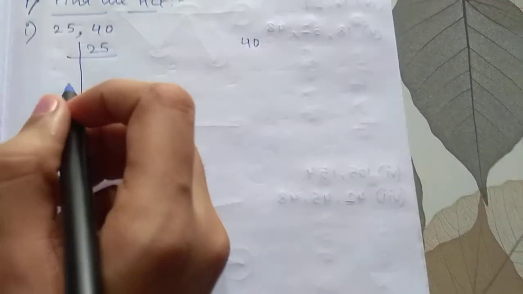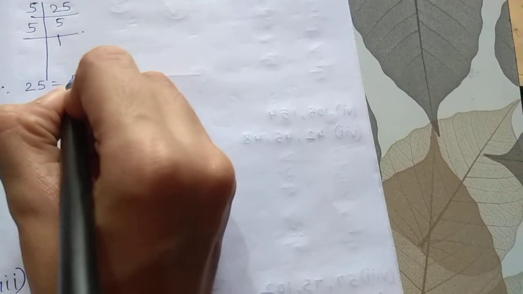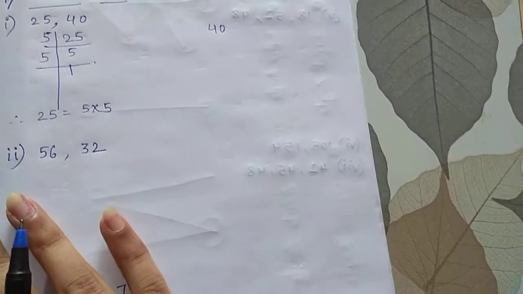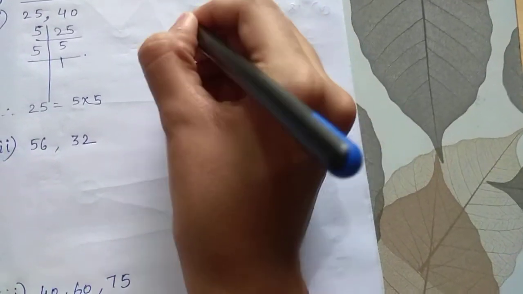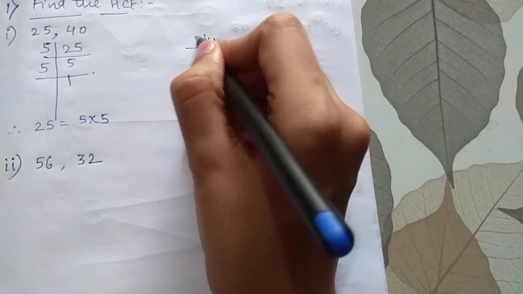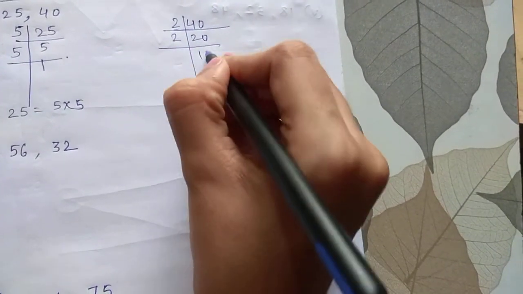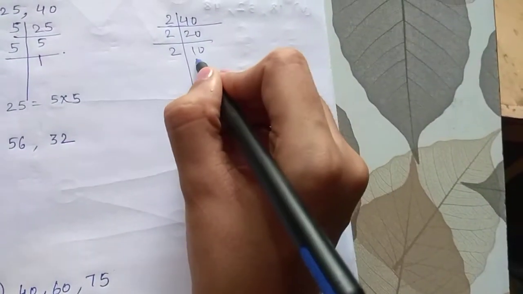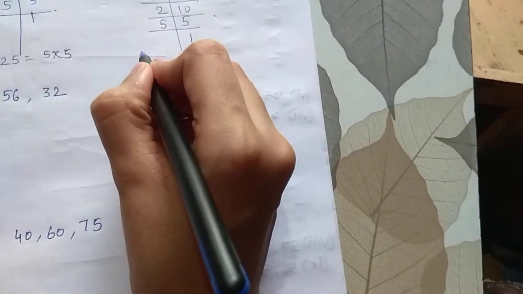Here 25 is divisible by 5. 5 5s are 25, 5 1s are 5. Therefore the factors of 25 are 5 into 5. Okay, now 40 is divisible by 2. 2 20s are 40, then 2 10s are 20, then 2 5s are 10, and 5 1s are 5. These are the factors of 40.